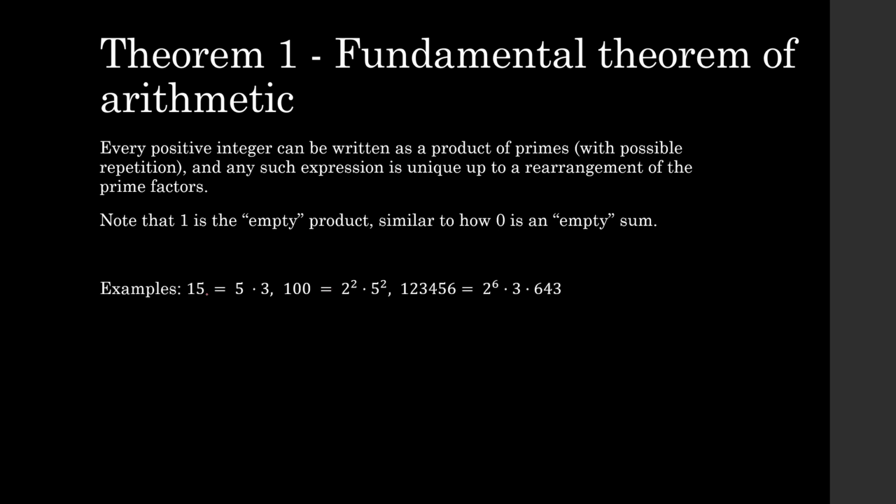So let's take some examples. 15 is 5 times 3. 5 and 3 are prime. 100 is 2 squared, which is 4, times 5 squared, which is 25. 4 times 25 is 100. And 2 and 5 are primes as well.